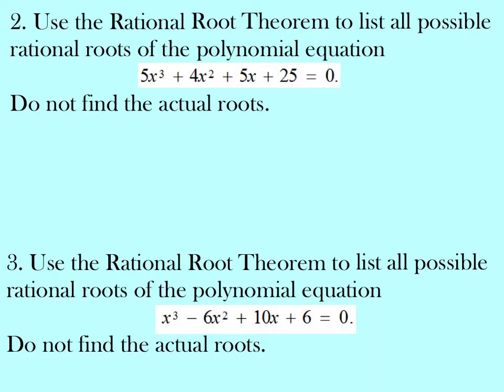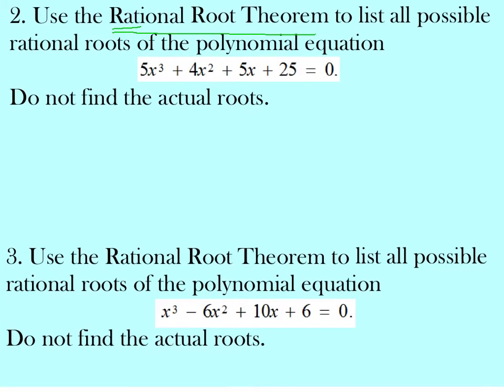Alright, number 2 says use the rational root theorem to list all possible rational roots of the polynomial equation. So this clearly says use the rational root theorem. So that again is identifying our p, our constant term, and dividing it by our q, our lead coefficient. So our p here is 25, and our q is 5. So factors of our constant term, what multiplies to 25? We have plus or minus 1, plus or minus 25, and then 5 times 5. And for our q, what multiplies to 5? Well, just 1 times 5. So plus or minus 1 and plus or minus 5.